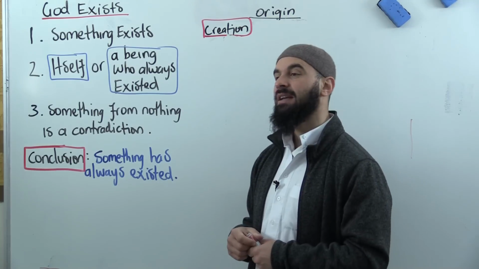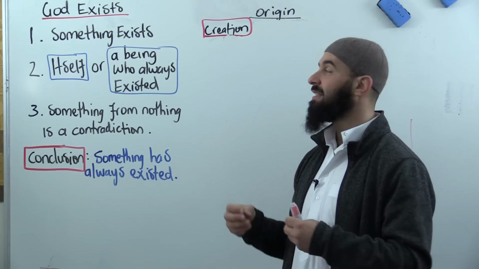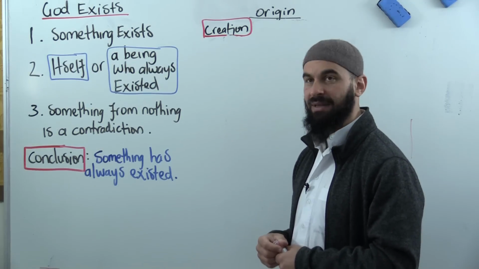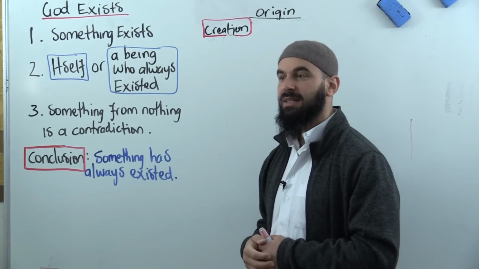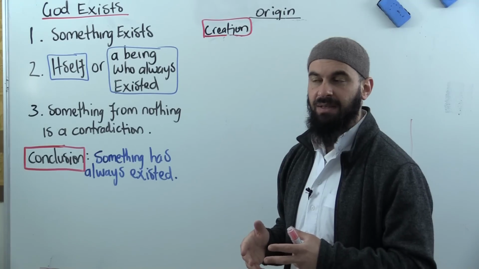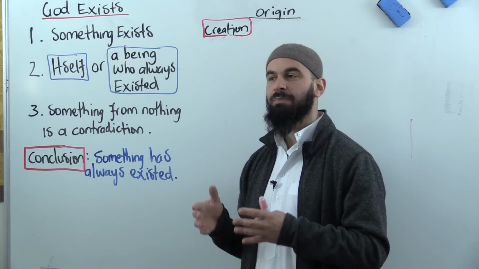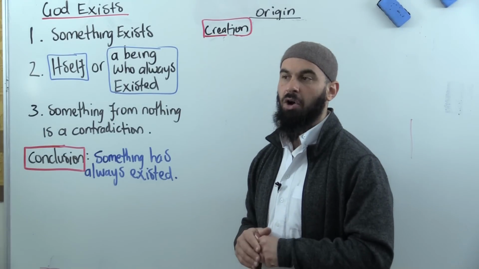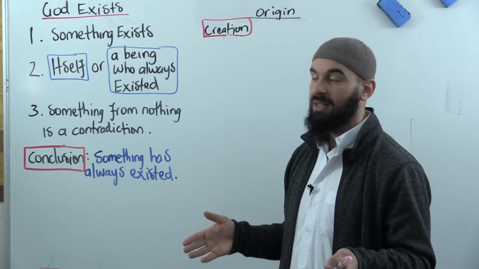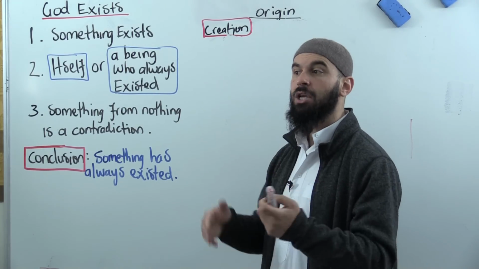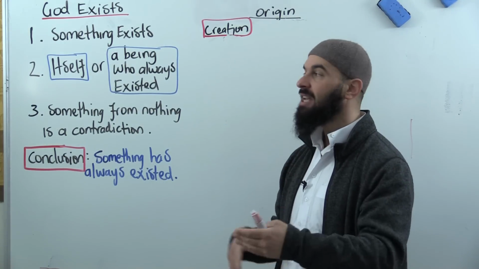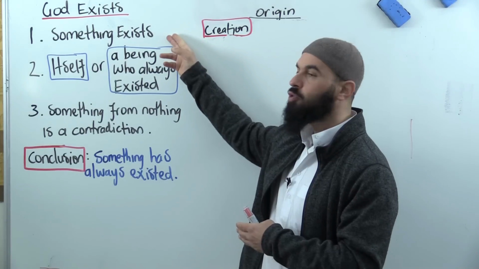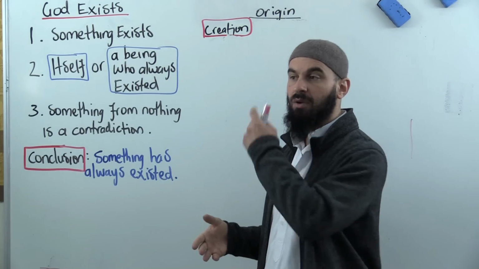Now what we have here on the board is an example of a deductive argument that proves the existence of a divine being. The first premise is something exists. Now the premise that something exists does not require any investigation whatsoever. I accept that things do exist. This board exists, this pen exists, humans exist, cars exist. Even a child will know this to be true. This point is merely stating a truth and does not require any investigation whatsoever.